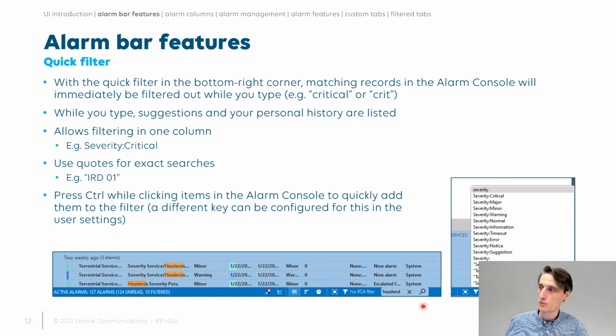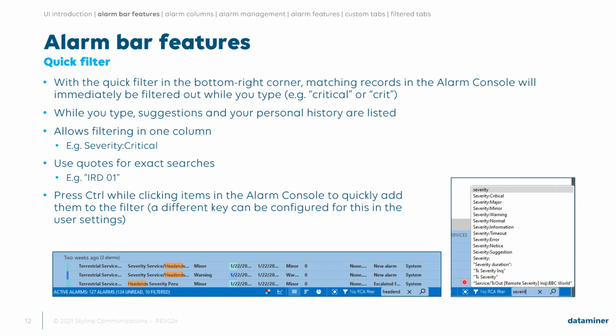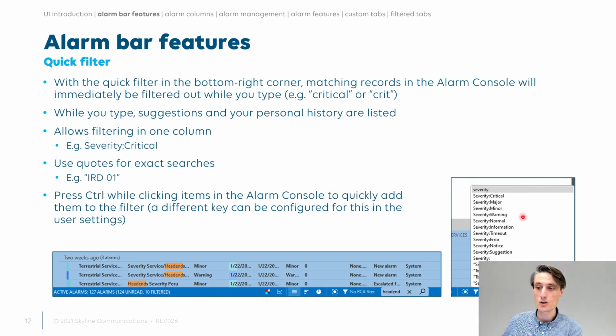But it also shows you, as you can see here, if I remove myself, the suggestions. So it comes up with some nice suggestions. If I type something, it will immediately auto-complete my words. But you also notice, like the second item there, severity : critical. Well, actually, that allows you to filter within one specific column.